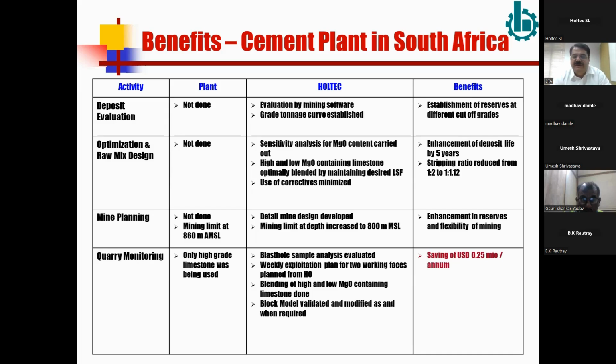Again, short-term scheduling was carried out, blending of high and low MgO containing limestone was done, and the block model was also modified. There was a saving of around 0.25 million USD per annum.